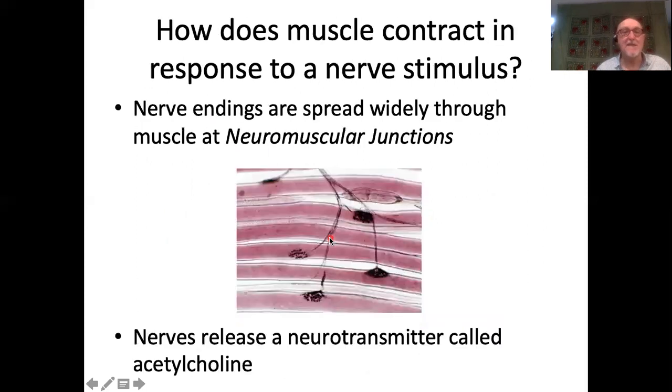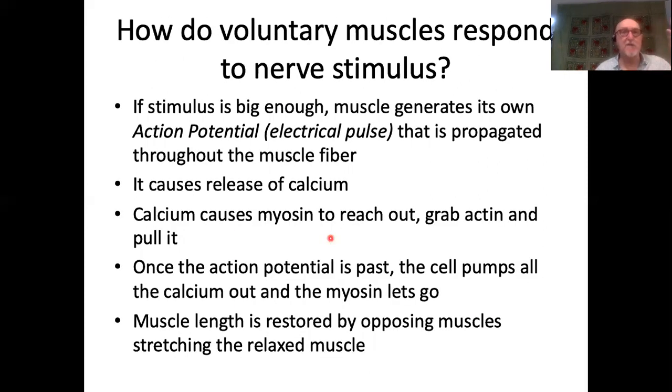Immediately that action potential is done, the sarcoplasmic reticulum sucks up all the calcium and the myosin lets go because there's no more calcium. And so that is a contraction. And then the opposing muscles need to stretch it out again as long as the myosin has let go.